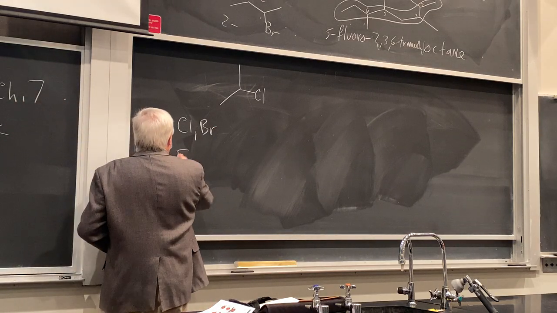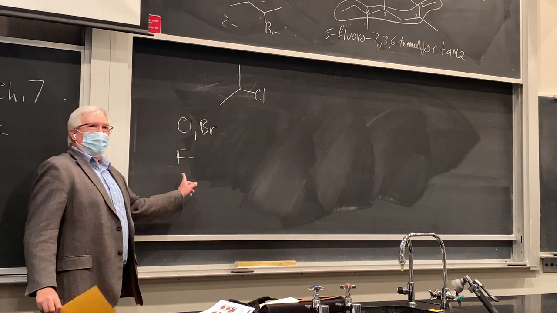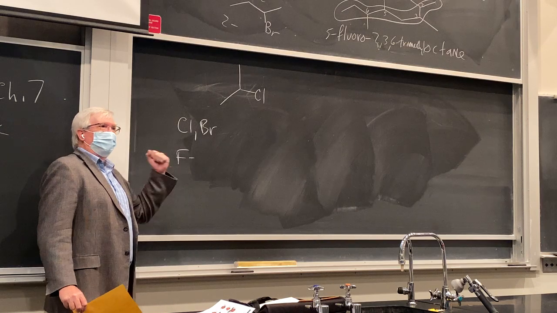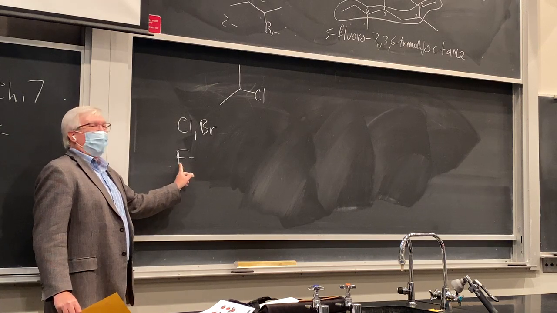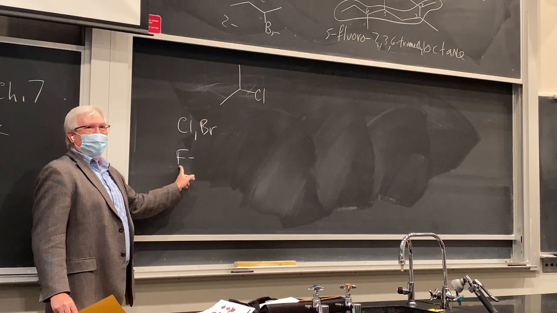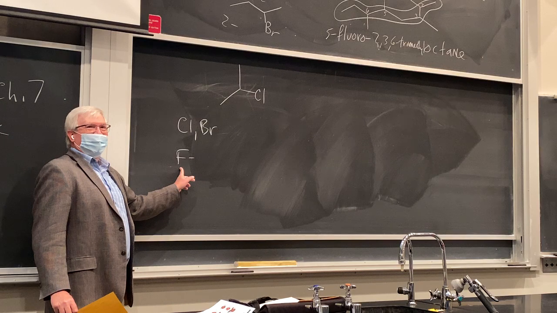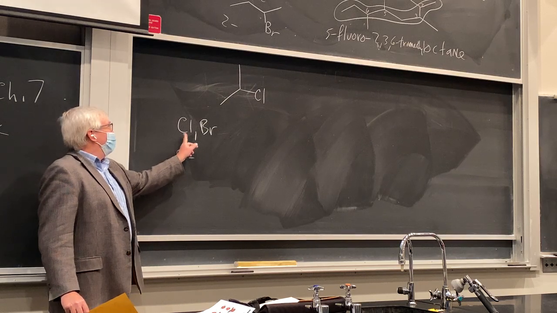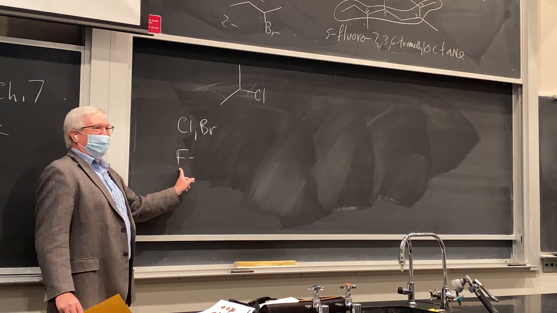Fluoride, you could say, well, that should be even better. It's even more electronegative. The problem is it's smaller and a carbon-fluorine bond's too strong. And it turns out there are other factors that make that a very bad leaving group. Plus the conjugate acid is not that strong. HCl, HBr are much stronger acids than HF.